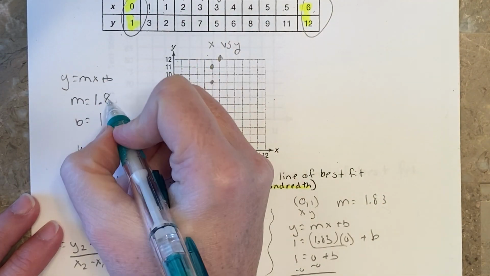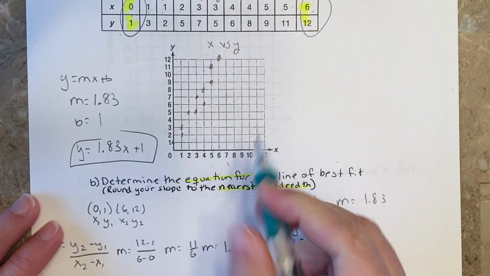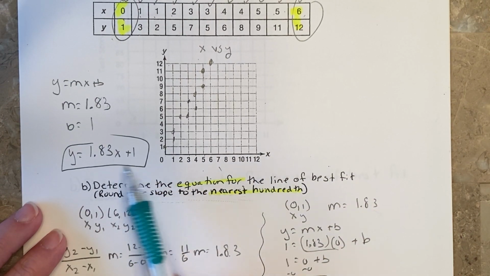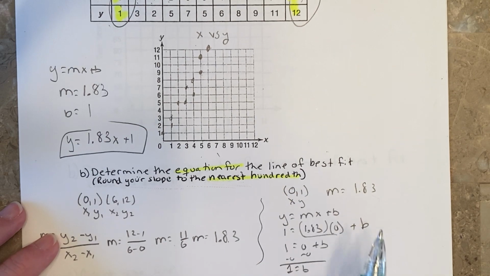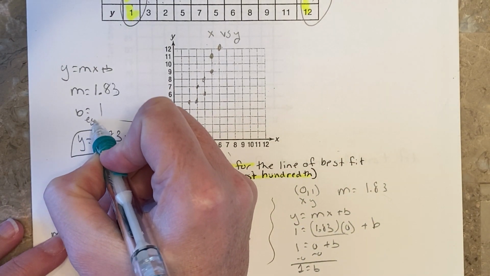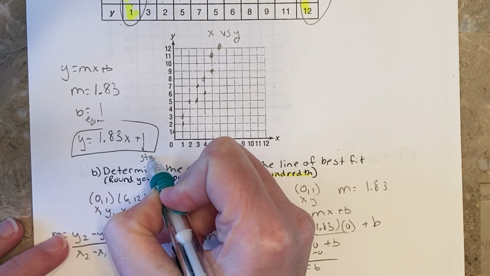1.83x plus 1. Okay. So we made our scatter plot. We made our equation. Everything was to the nearest hundredth. And now we want to go ahead and draw your line of best fit. So remember, before we begin, we need this equation to know where to start.